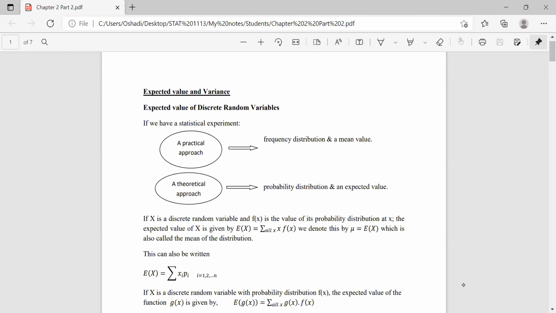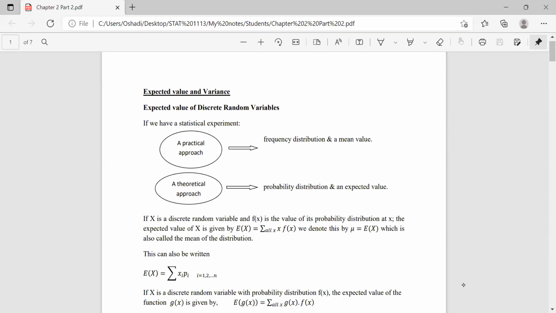But without doing the experiment, we can do a theoretical approach using the probability values. That is, we use the probability distribution, and there, instead of the mean value, we use the term expected value. Expected, not the actual value, not the actual mean when we do the experiment really. So this is an expected value, right? That is the concept of expected value.